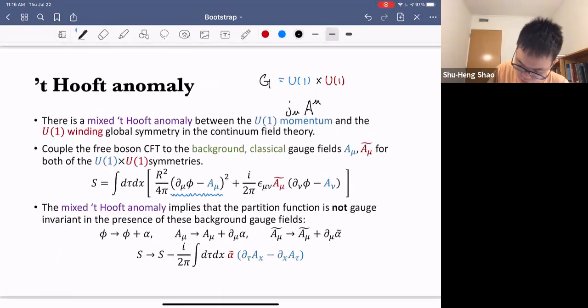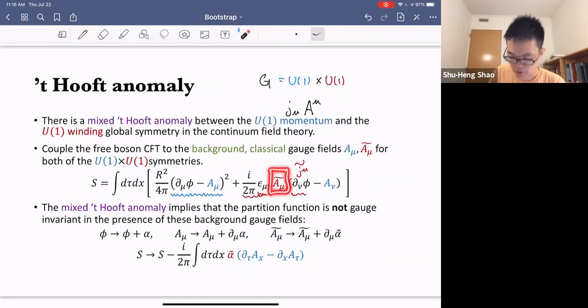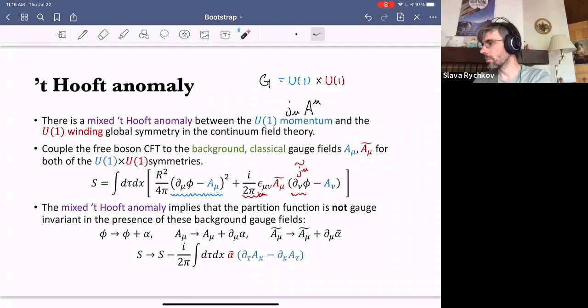So you can see that this part is the current for my winding symmetry, and I just contracted it with the background gauge field for the winding symmetry. I will be in Euclidean signature, and I'll assume the spacetime is flat, so I will not be too careful about the upper and lower spacetime indices.